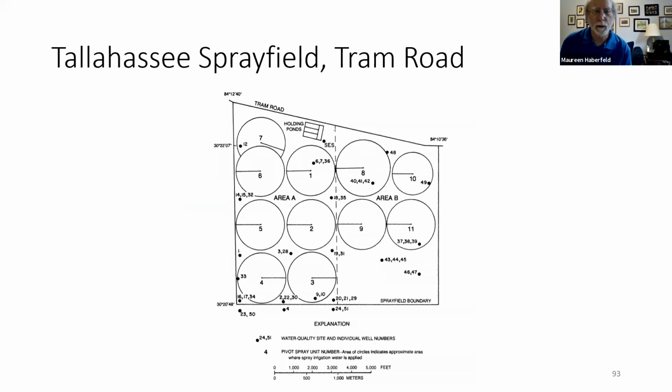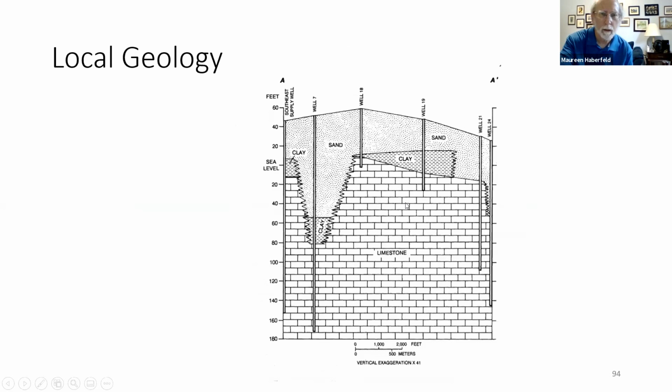This is a picture of the spray field. Each one of these circles represents an irrigation spray field setup, and it shows about 11 of these here. This is probably an old diagram. I thought I had a picture of that, but these are very large irrigation systems. Now, when that water is sprayed, some of it is used by the crops, and then some of it evaporates. The rest of it infiltrates into the ground.